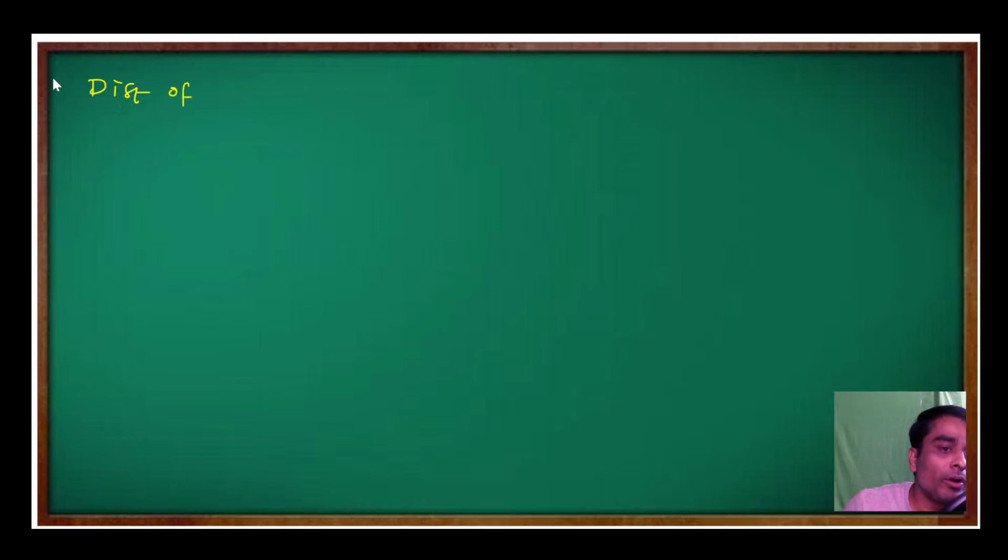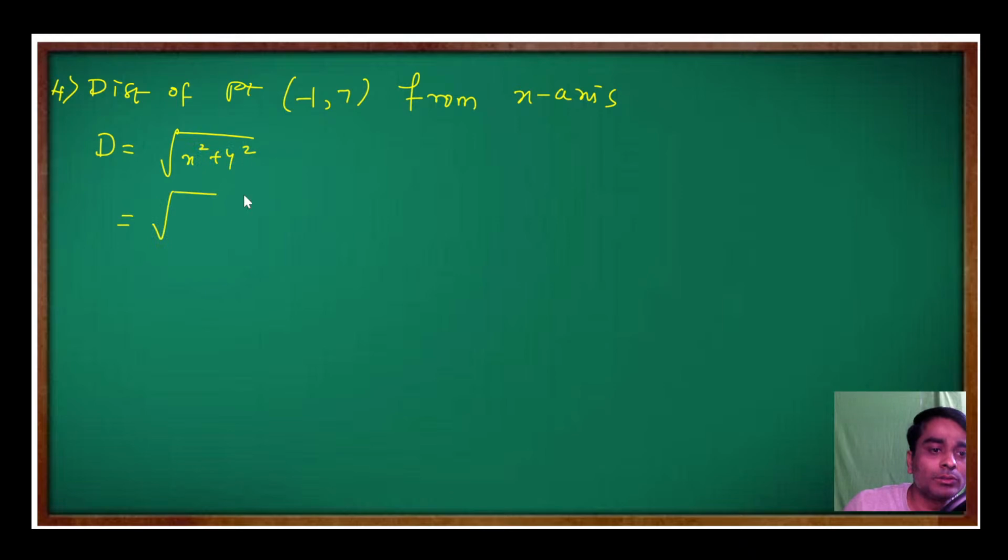Distance of the point minus 1 comma 7 from x-axis. Use the distance formula. If it is from x-axis, straight away you will go for x square plus y square. So this will be minus 1 whole square and 7 square, which is root 50.